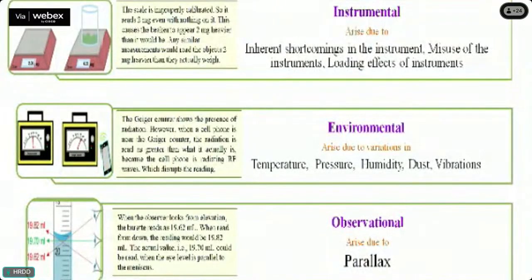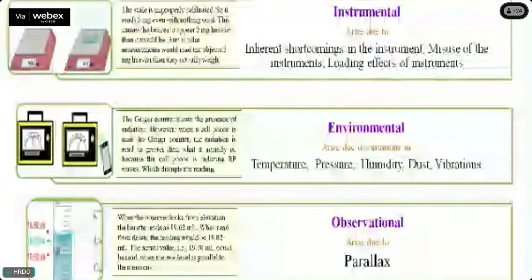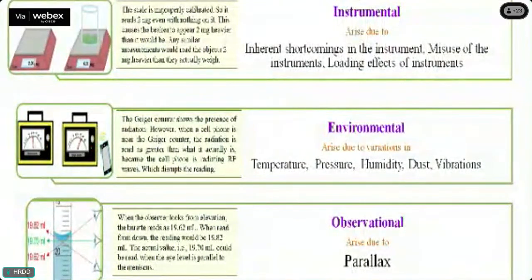Maybe that is my inherent characteristic. Depending on my height, I am not able to hold the burette at my eyesight level. Always I read like that from down only, so always I get a smaller value. Then my friend will come and help me. Yes, you are always reading wrong. That way I can correct.